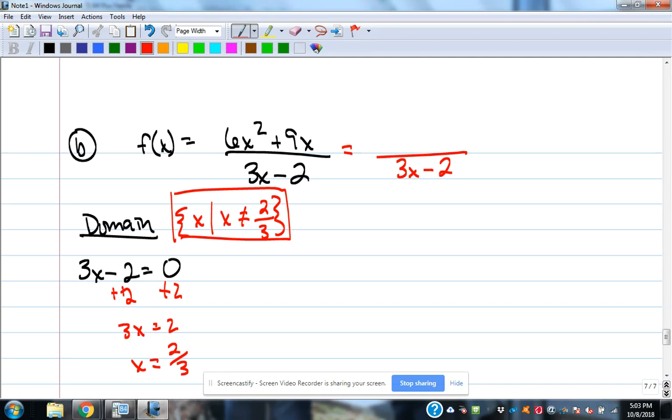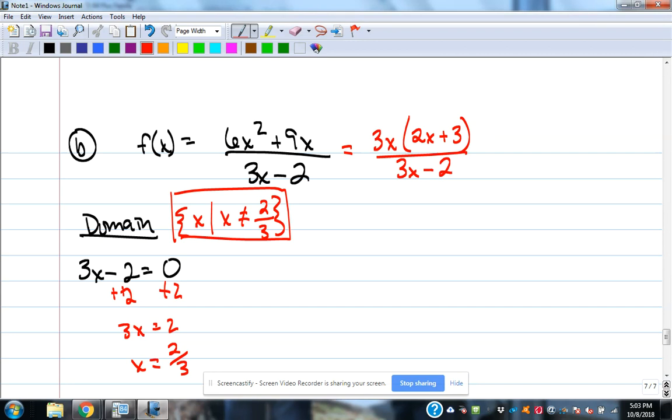Well, do 6x squared and 9x have anything in common? 3, and they both have an x. So I could pull out a 3x, and that would leave me 2x plus 3 in the parentheses. So we factored both the numerator and the denominator as much as possible, and we notice that nothing cancels here. 3x minus 2 doesn't match plain 3x. 3x minus 2 on the bottom does not match 2x plus 3. So nothing is going to cancel.